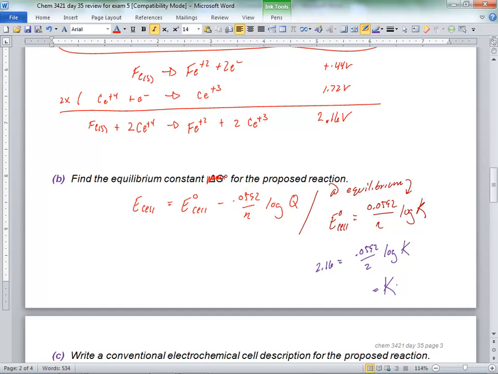Add a negative E0 cell to both sides. You get a negative E0 cell. You have a negative sign here. Those negatives end up canceling. You should get a huge, huge K. 2 volts is a tremendous potential. Okay.